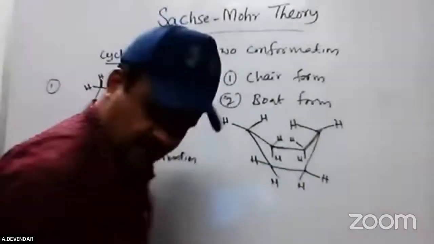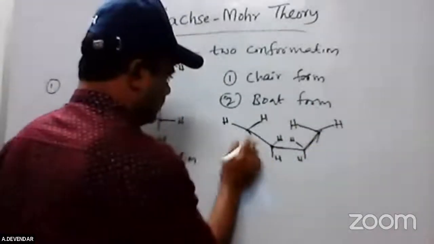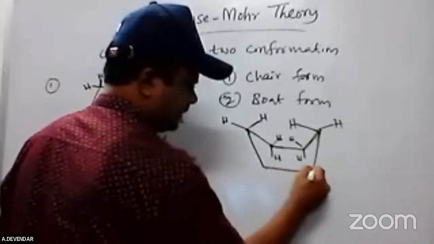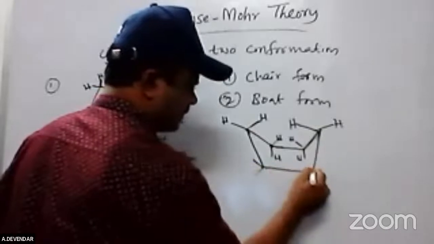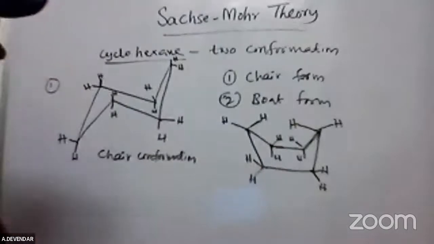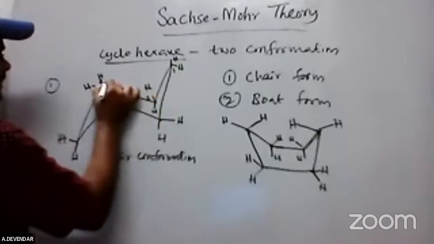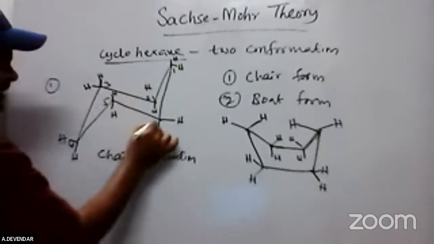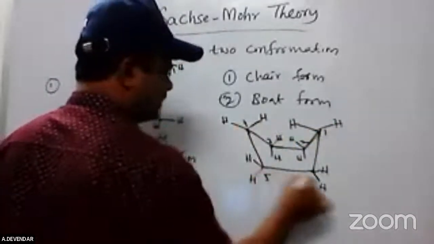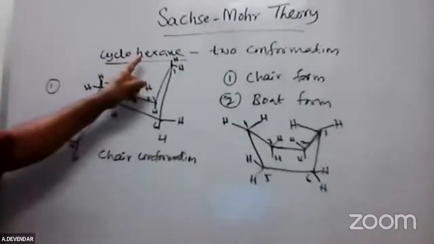Okay, so this is about the boat form. Now see the number of carbons. That is the first carbon, second carbon, third carbon, fourth carbon, fifth carbon, sixth carbon. Here also, first carbon, second, third, fourth, fifth, sixth. Right, friends? These are the two conformers present in cyclohexane.